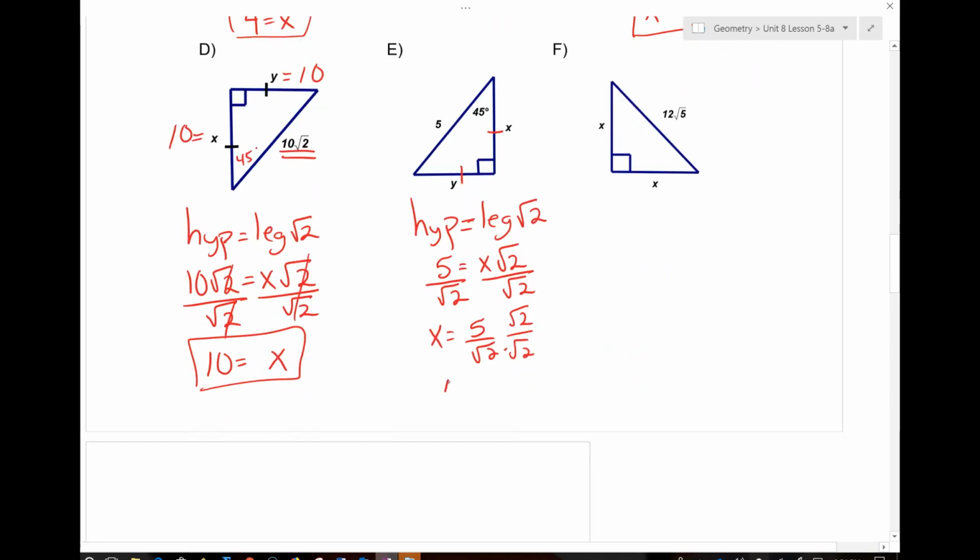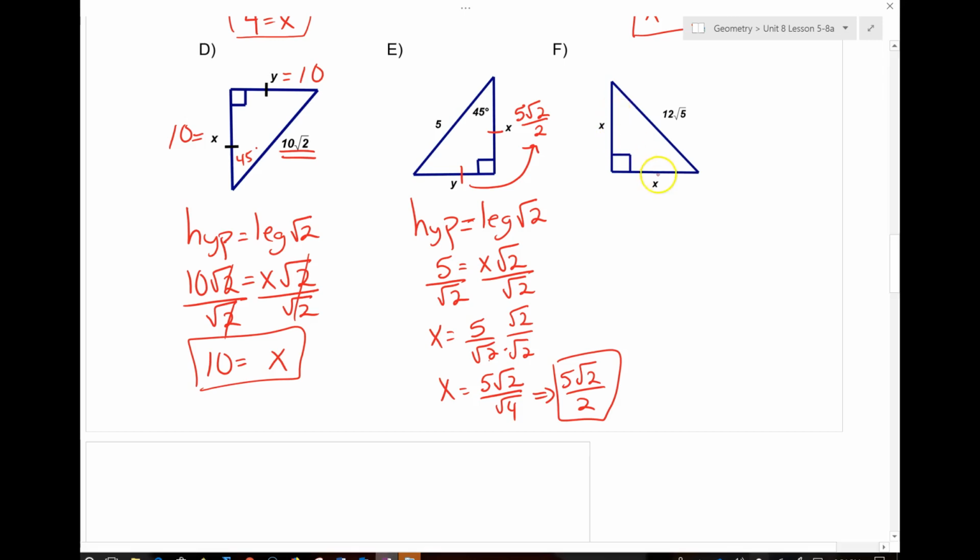So when we do that, we get x is equal to 5 root 2 over root 2 times root 2, which is the square root of 4. Go off to the side. What's the square root of 4? 2. So x is 5 root 2 over 2. And then y is actually going to be the exact same thing because they're equal to each other. All right, one last one to do.